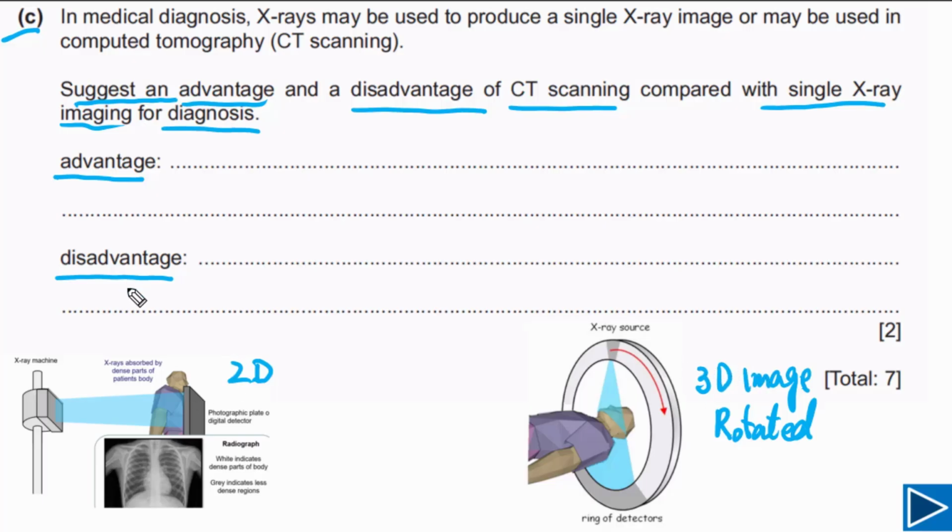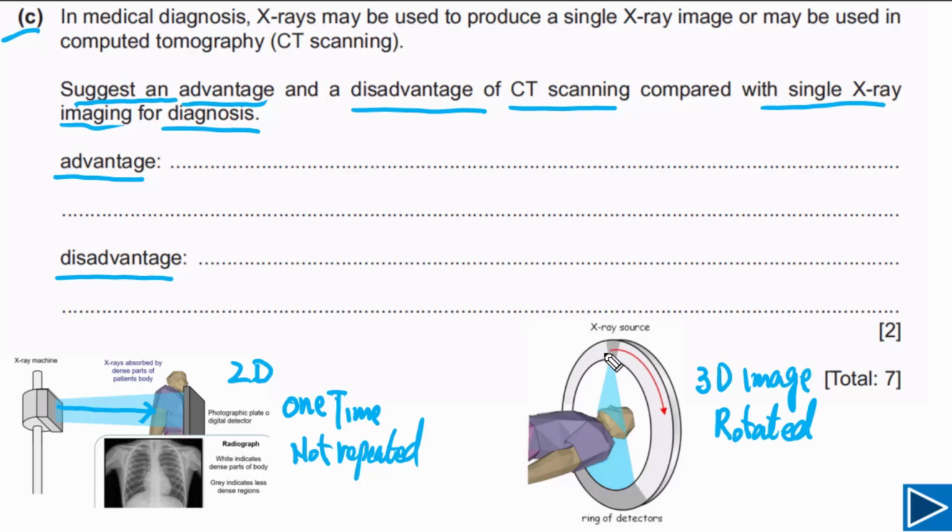Now let's try to understand what the disadvantage is. In case of X-rays, X-rays pass through the body of the patient only one time. So we don't repeat the process. I will simply say one time. And the process is not repeated.